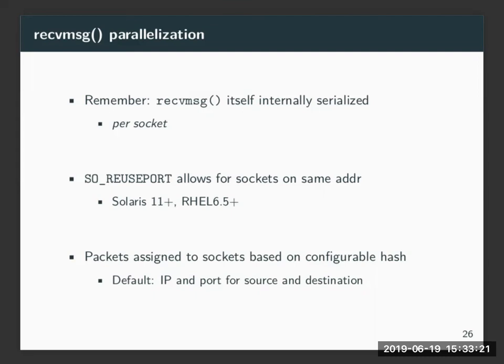The way it picks which socket it delivers it to is based on a hash, which typically, at least on Solaris and Red Hat Linux, I believe the default is for hashing on the IP and port for both the source and destination. It is configurable. And on Linux, it's configurable even to the point where you can define your own BPF program to say what it is or something like that. I don't think we have any reason to need to change that, but it's useful to know.